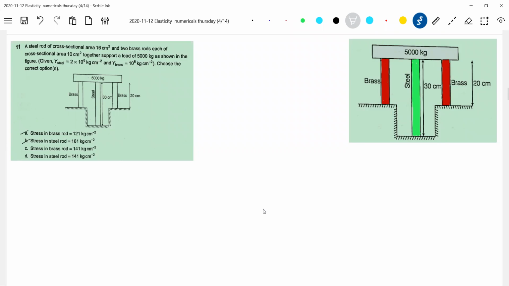Okay, show forces, weight is acting. Then definitely, what happens? Brass, steel, and brass. The three rods are there. So what will happen? This weight will press all three rods. So what will happen to those rods? Will they undergo compression or will they undergo elongation? Will steel elongate and brass undergo compression, or brass will undergo elongation and steel will undergo compression? What actually happens?